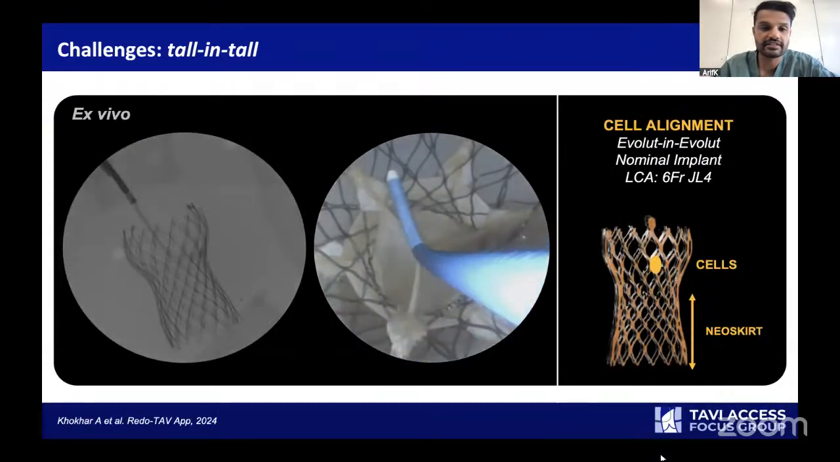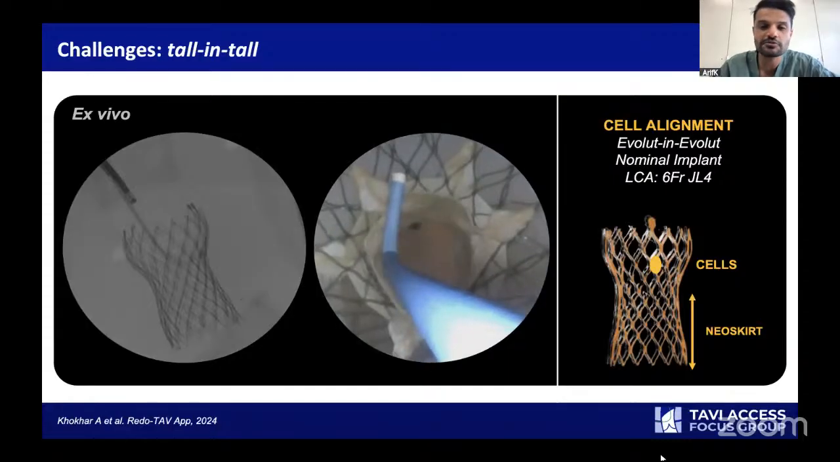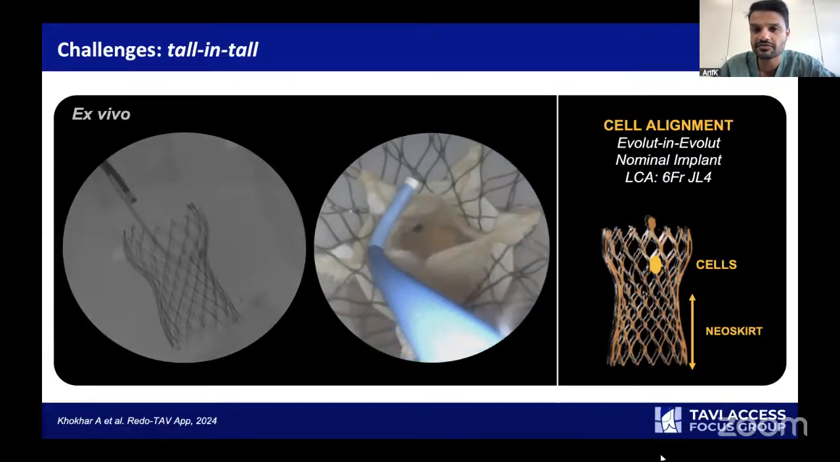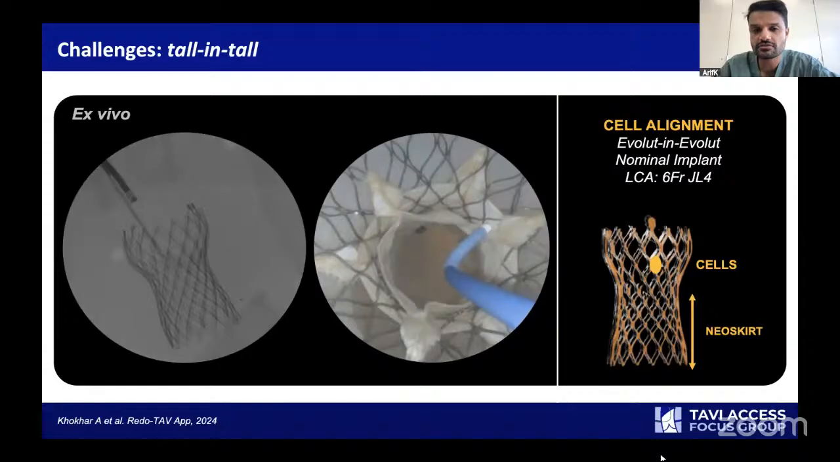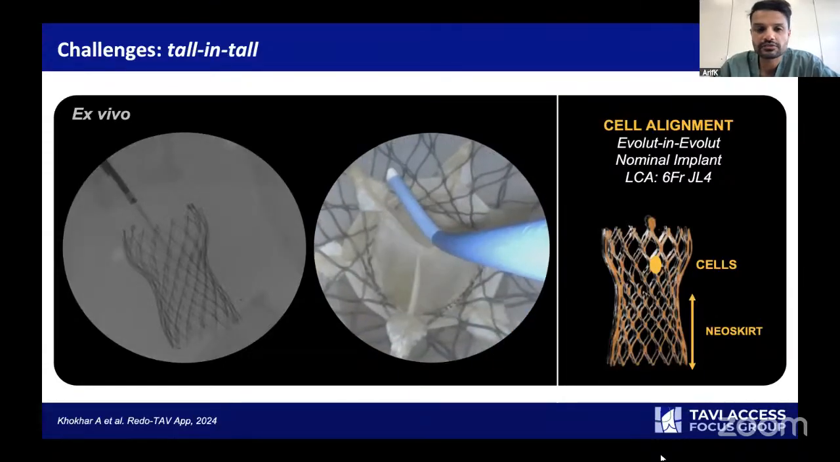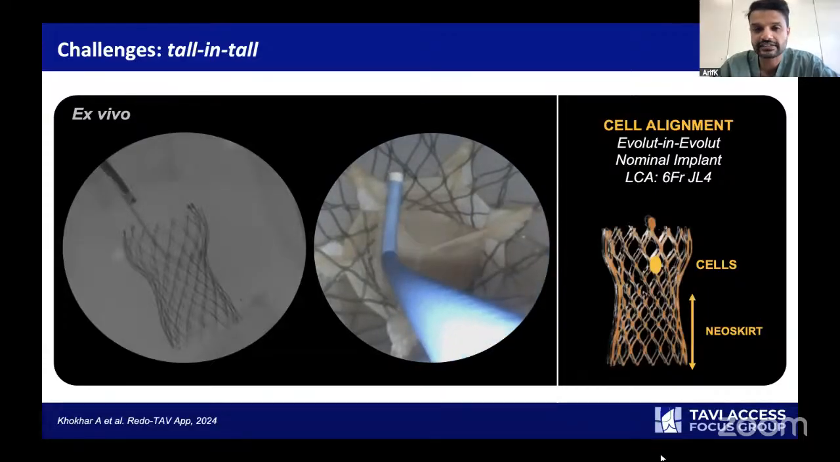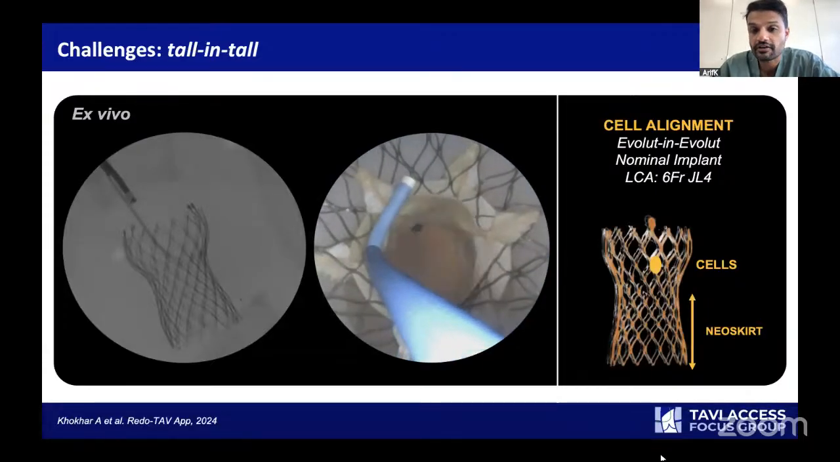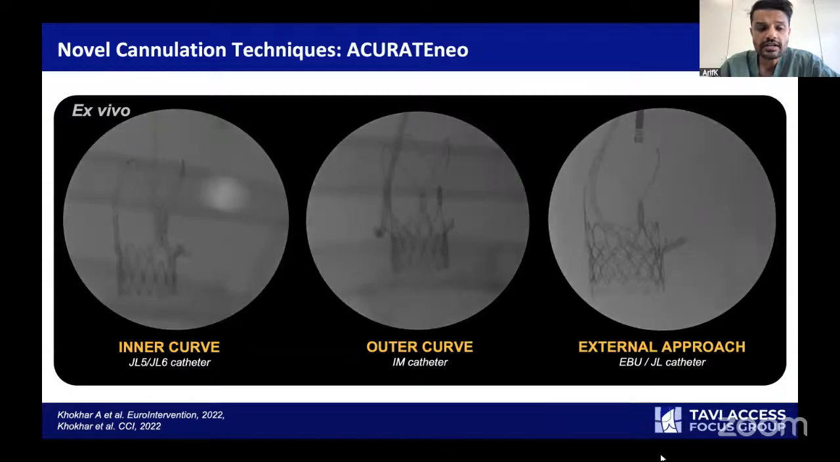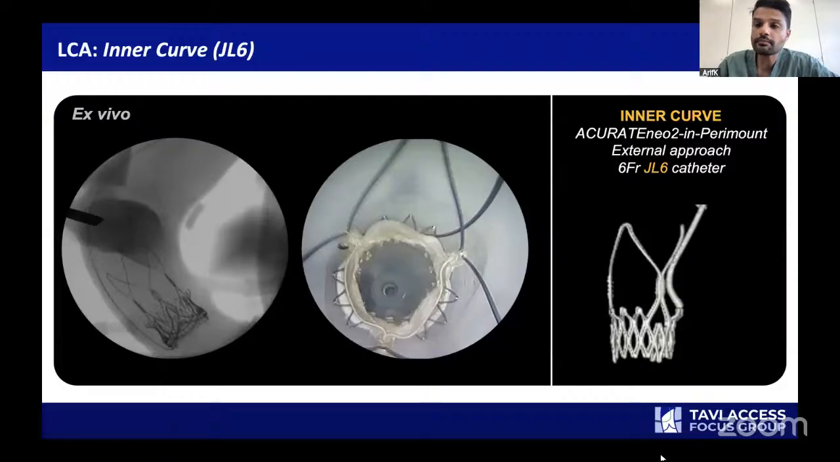And then this is really the worst case scenario. You've got two misaligned tall frame Evolut valves, multiple cells, a dense mesh, posts, high neoskirt. This is why, when we talk about putting two tall frame valves together for coronary access, you can see just instantly how it can create a problem. So we've been working to develop some different techniques. These are some new techniques we've been developing with the Accurate platform, both in native TAVI, but also redo-TAVR. And I'll probably just share with you one particular one in the interest of time. So I'll let this video play.